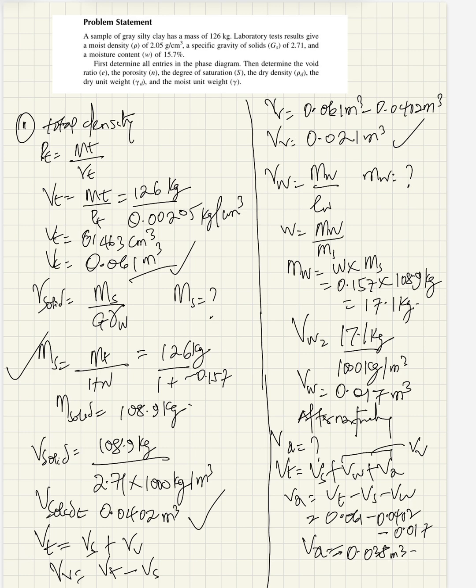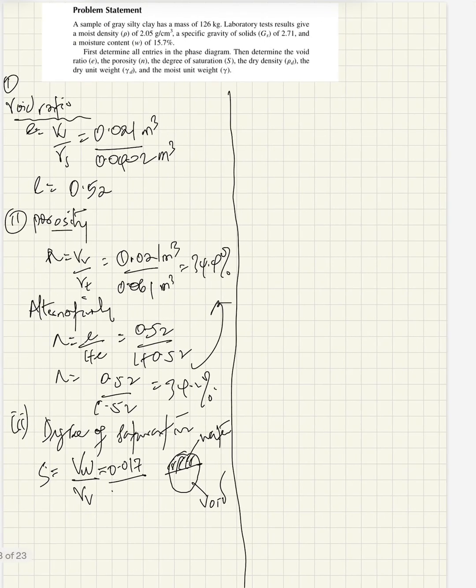That was the volume of water. Volume of void, we have it here. This is our volume of water. This is our volume of void. So 0.017 over 0.021. So degree of saturation is equal to 80%. That is the degree of saturation S.